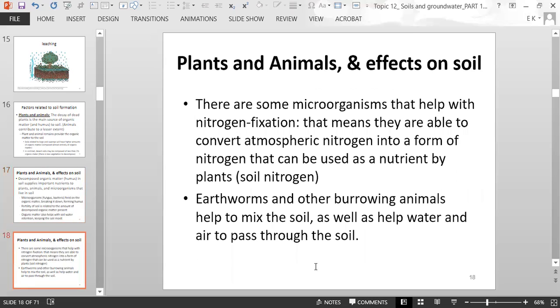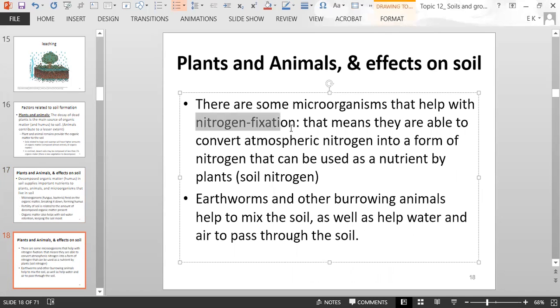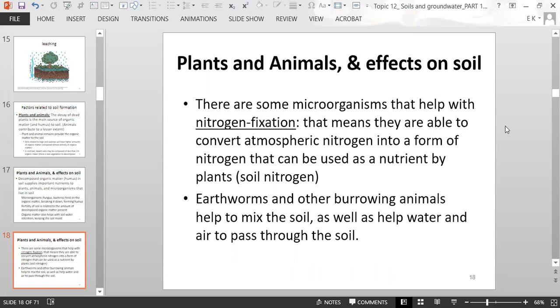There are some microorganisms that help with nitrogen fixation. That means that those microorganisms are able to convert atmospheric nitrogen into a form of nitrogen that can be used as a nutrient by plants in the soil. Okay, so that's called nitrogen fixation. So that's helpful for the plants in the soil.